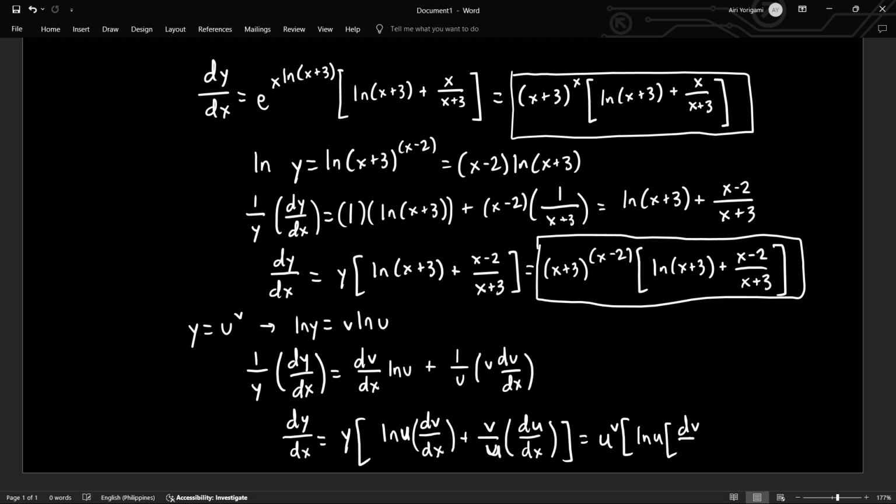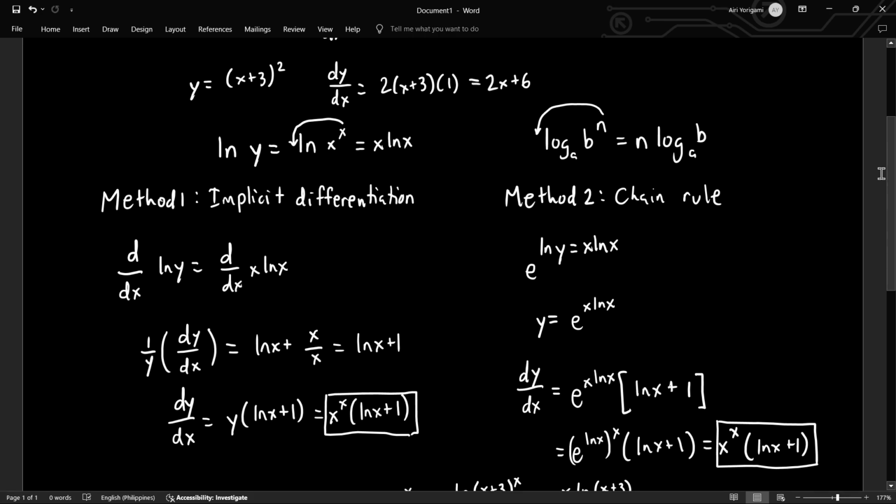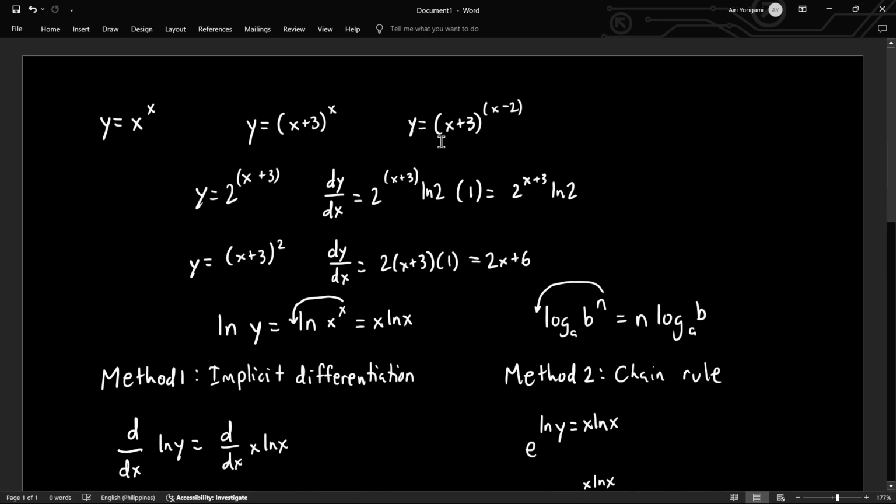You just need some practice using implicit differentiation and the chain rule. And always remember, if you see an expression raised to an expression, you can use the natural logarithm for both sides so that all of them will now be products.